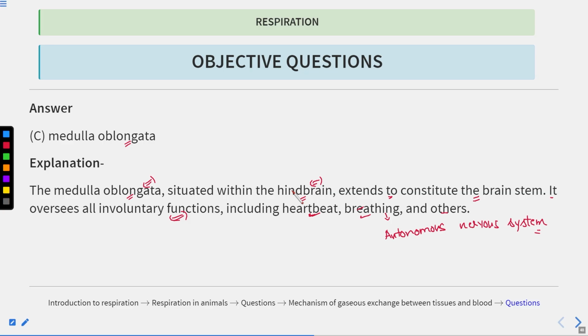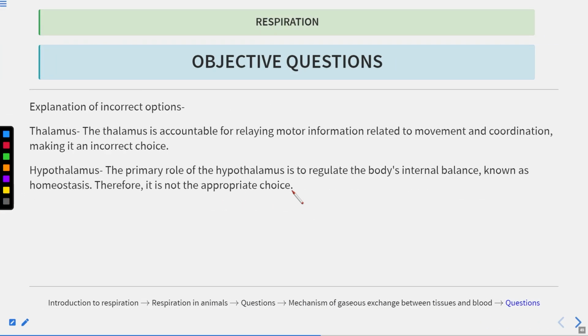Clear? Now, let's have a look at the explanation for the incorrect options, why the other options are incorrect. So, one of the options was thalamus. Thalamus is accountable for relaying the motor information related to movement and coordination. So, that's why it is an incorrect choice.